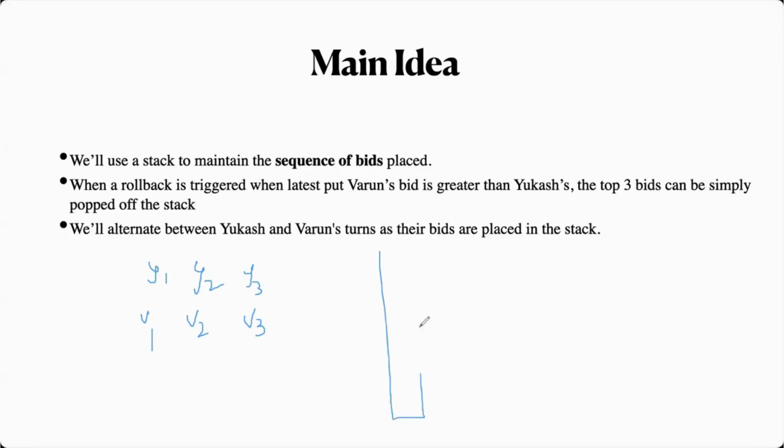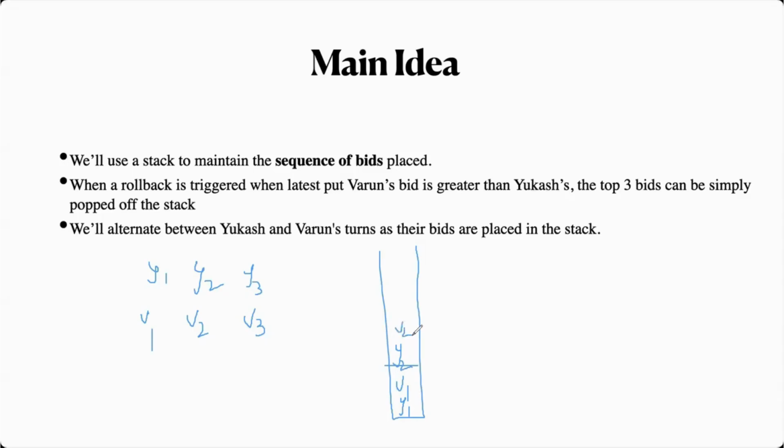Now, in a stack implementation, say this is the stack. Firstly, we'll place Yukash's bid and then Varun's bid. This will be done in one running of the loop. After that, in another loop running, we'll place Yukash's second bid, followed by Varun's second bid.